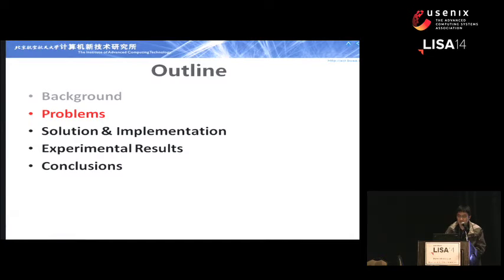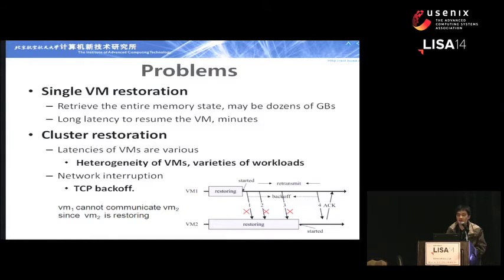So what are the problems of the current restoration schemes? For a single virtual machine, we need to retrieve the entire memory state, and the state size may be up to dozens of gigabytes. So the time to resume the virtual machine is long. For a cluster, the latencies of virtual machines are always various due to the heterogeneity of virtual machines and varieties of workloads. The difference between the latencies may lead to network interruption.